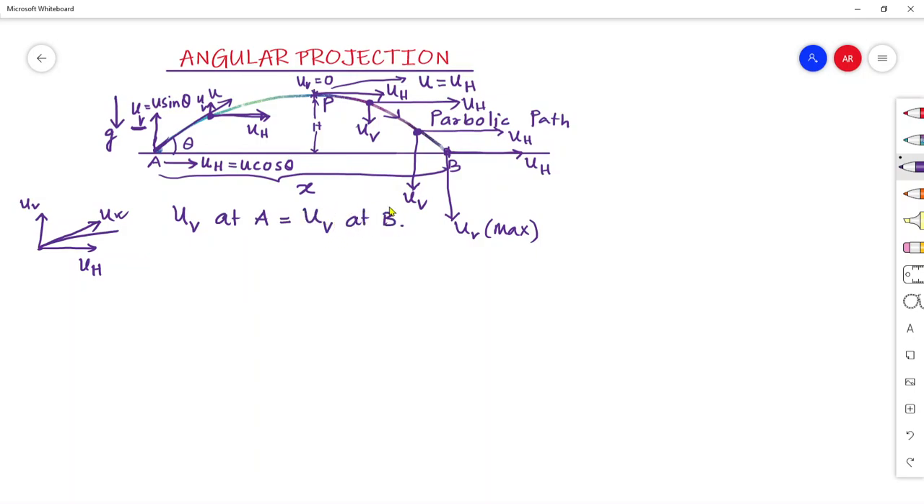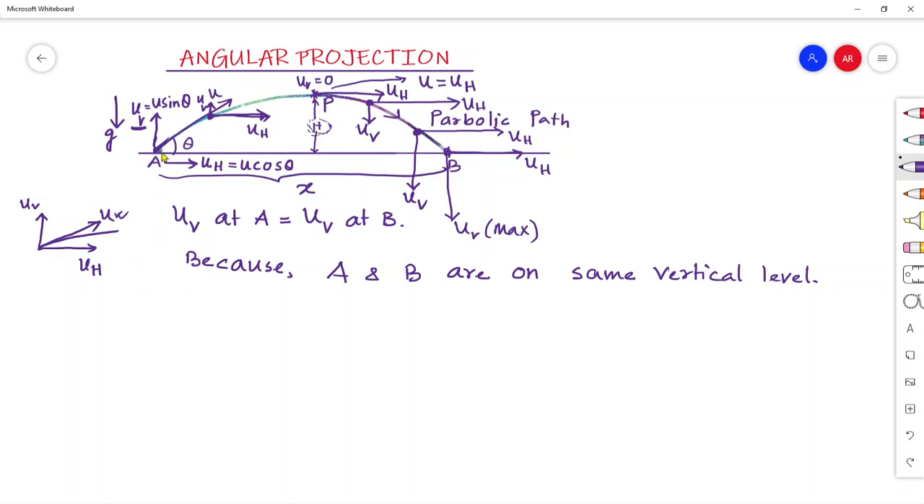Why is it so? Because A and B are on the same vertical level. So the object rises up, travels this much height vertically, while falling down, it covers the same vertical height.